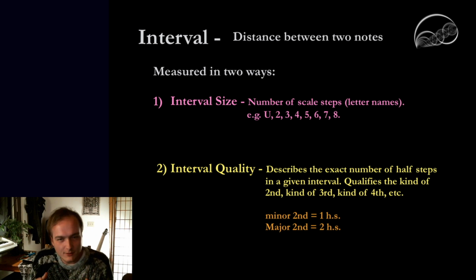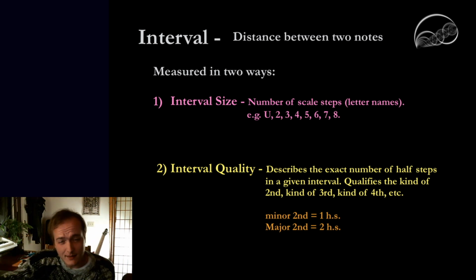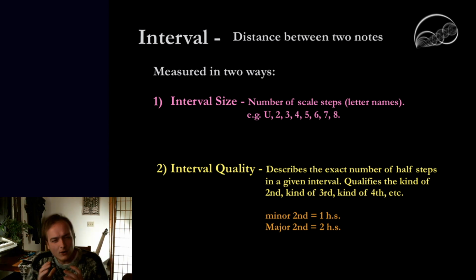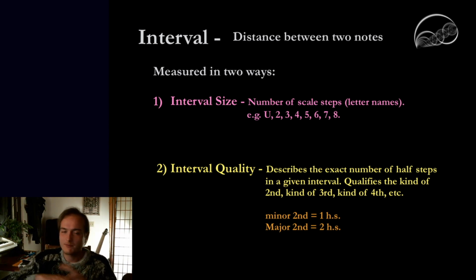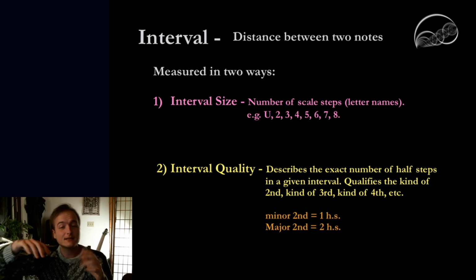So a major sixth is going to be C to A. That's the big sixth. And a minor sixth is going to be C to A flat. That's the smaller sixth. Okay, so I hope that makes sense. Those two ways. First, starting with the size, just the basic letter names, then specifying, is it the big sixth or the small sixth?